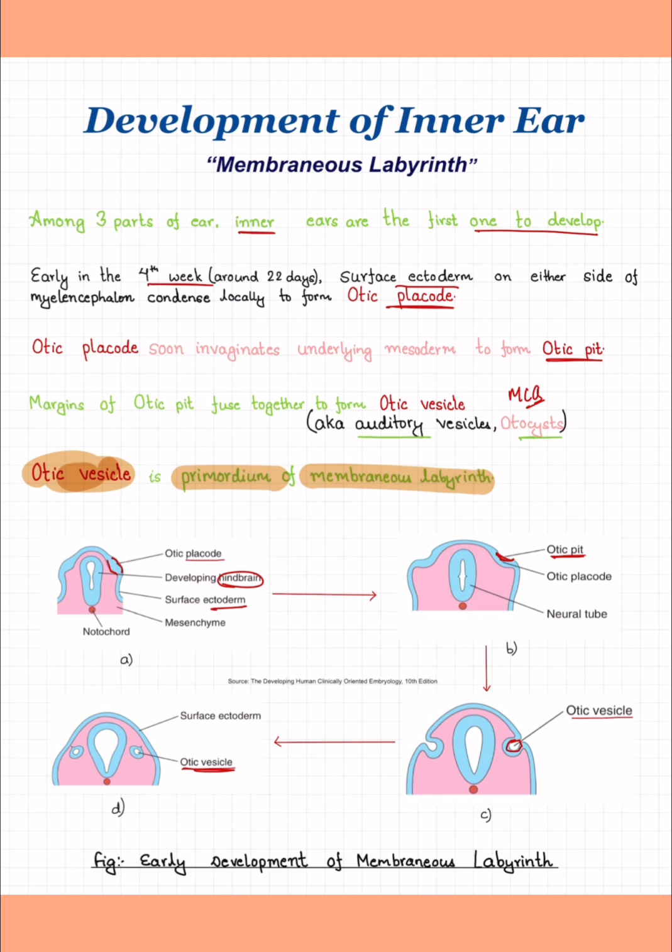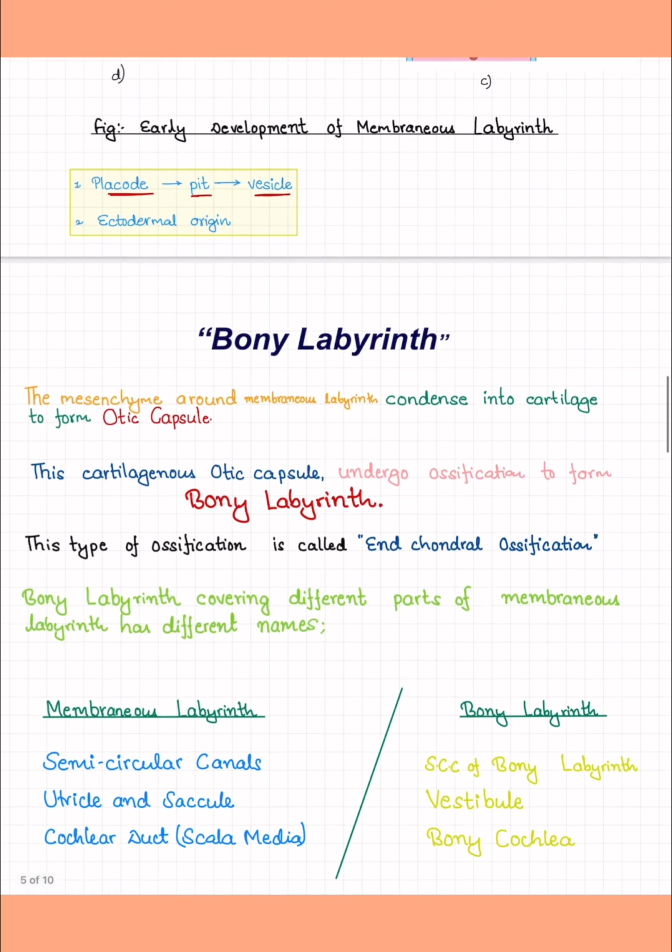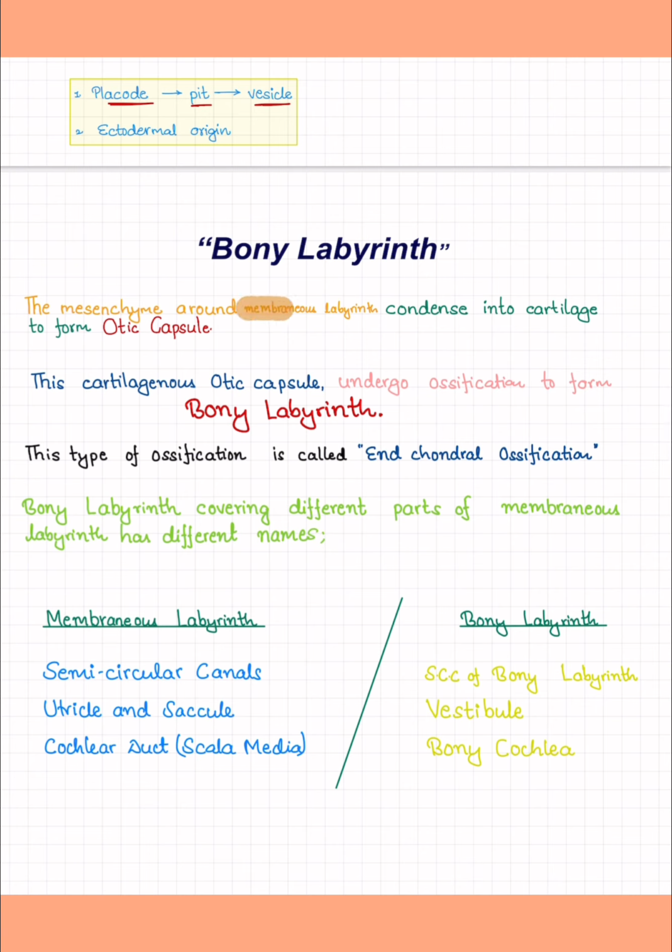Now let's see how bony labyrinth develops. The mesenchyme around the membranous labyrinth condenses into cartilage to form otic capsule. Here we have seen that first otic placode, then otic pit, then otic vesicle. But here the mesenchyme condenses to form otic capsule. Now this otic capsule undergoes ossification to form bony labyrinth. This cartilaginous otic capsule undergoes ossification to form bony labyrinth.